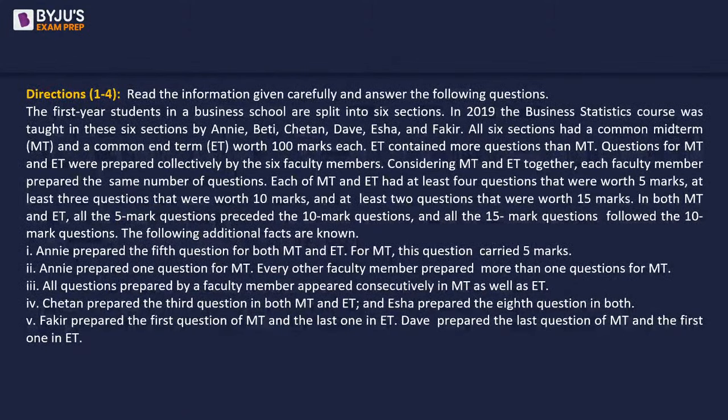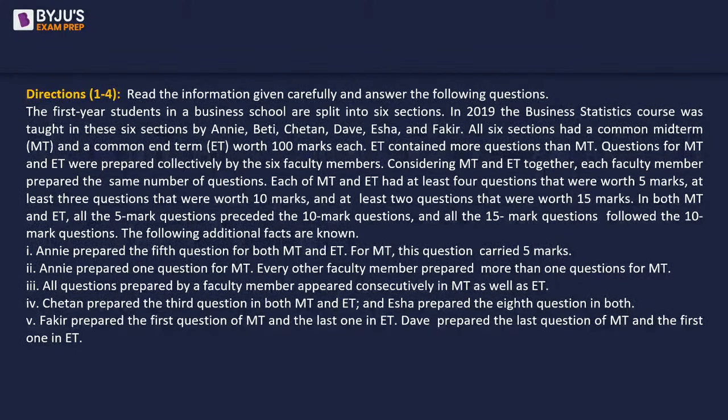Here you go. The first year students in a business school are split into 6 sections. In 2019, the business stats course was taught in these six sections by A, B, C, D, E, and F. All 6 sections had a common midterm and a common end term worth 100 marks each. So midterm was total 100 marks and end term exam was also 100 marks.